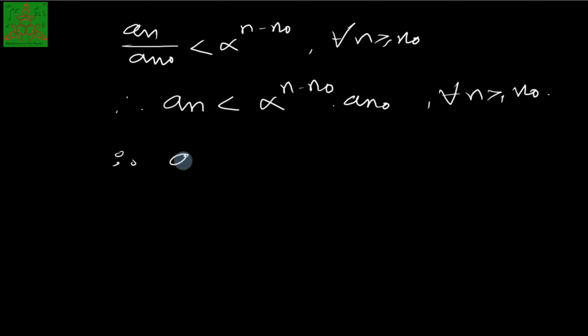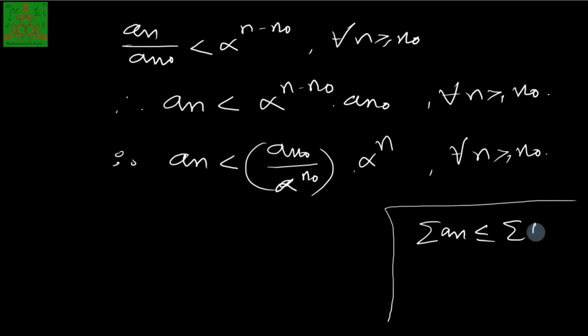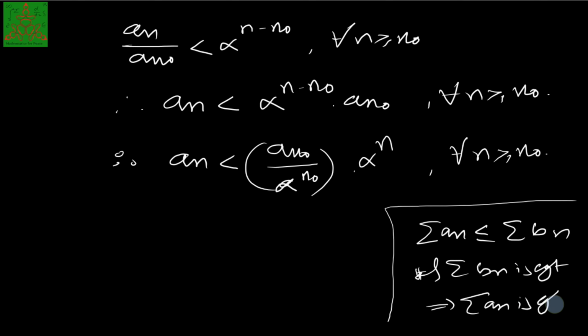This also I can write down: a_n is less than a_n0 upon alpha power n0 into alpha raised to n for every n greater than or equal to n0. Let us recall what the comparison test was. In the comparison test, we say that if summation of a_n is less than or equal to summation of b_n, and if the summation of b_n is convergent, then summation of a_n is convergent.